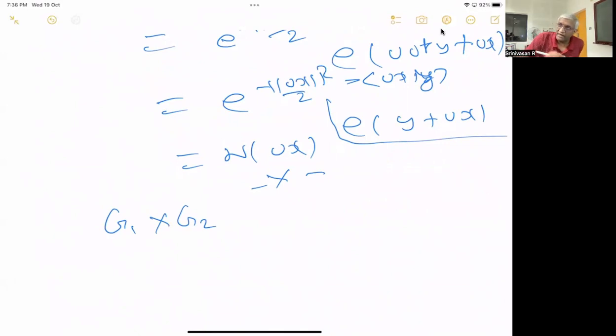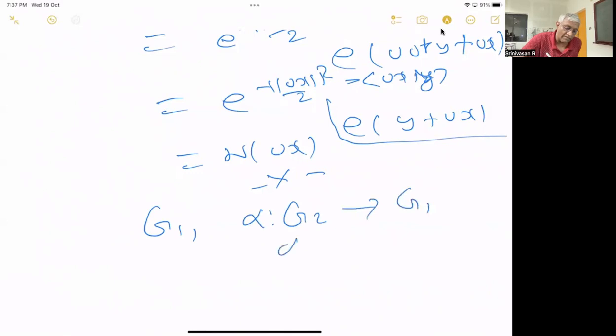On the other hand, there is something called the semi-direct product. For a semi-direct product, you have a group G1, and you have another group G2 which acts on this G1 as automorphisms. Okay. There is an alpha from G2 to automorphisms of G1. For each g in G2, you have an automorphism. That is, G2 is represented as automorphisms.